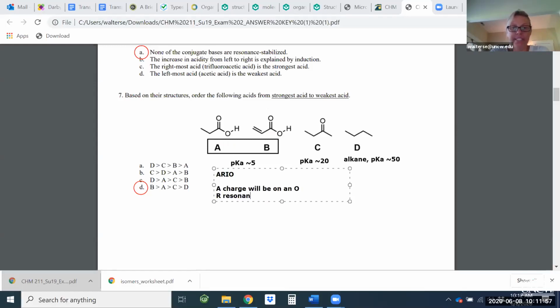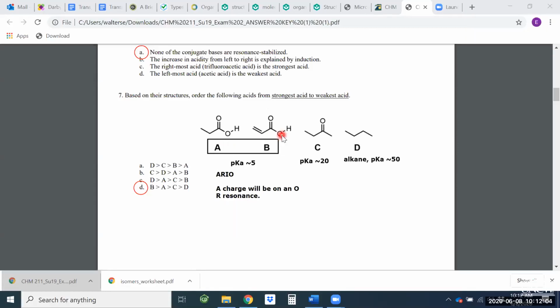R is resonance. Both of these will end up with a negative charge allylic to a pi bond. They both will have resonance through the oxygen, carbon, oxygen, but because of this pi bond, this has an additional component of resonance stability. So it's B, A, C, D. But really, recognizing the alkane automatically answers the question.